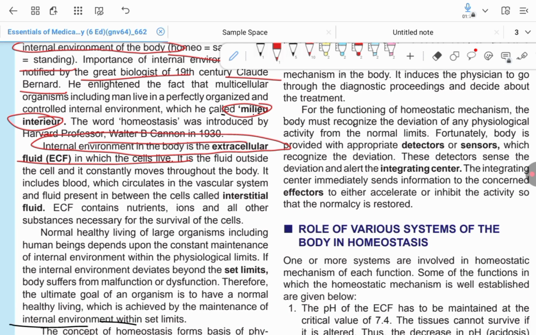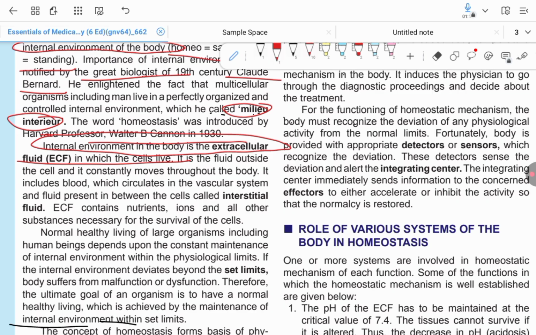So interstitial fluid is basically outside the cell, that is extracellular fluid, in which the cell lives. The cell lives in the extracellular fluid, the fluid outside the cell, which constantly moves throughout the body. It is present outside the cell but inside the body. Any fluid present outside the cell is called the extracellular fluid, and that is called the internal environment of the body. We have to maintain that internal environment constant, and the process to maintain it constant is called homeostasis.